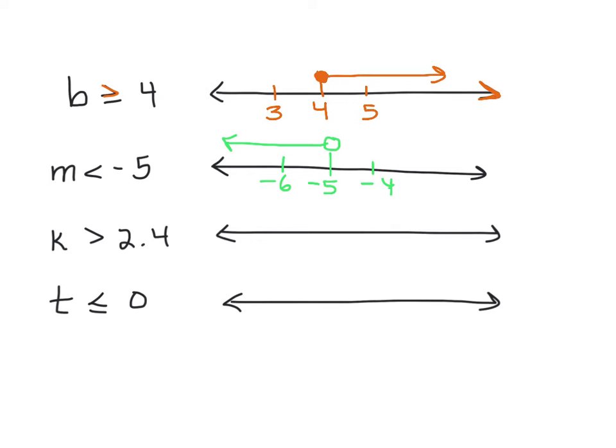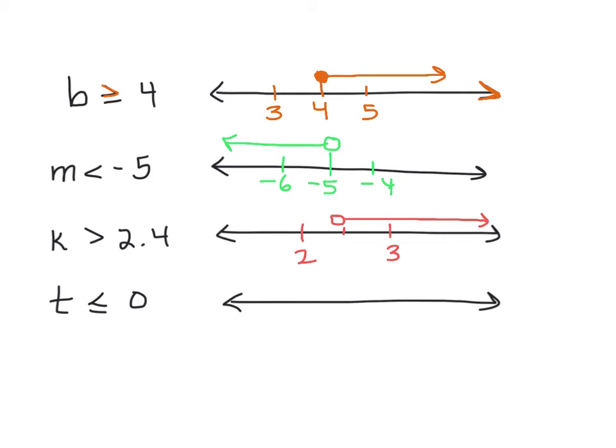Next one says k is greater than 2.4. Well, let's see, I might say 2 is here and 3 is here, so 2.5 would be there. So 2.4 would be in between, a little less than 2.5, would be an open circle with an arrow to the right.